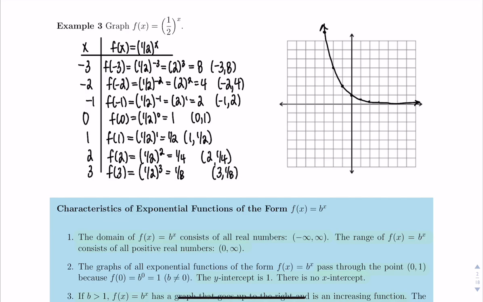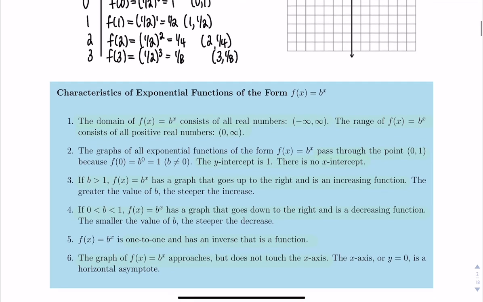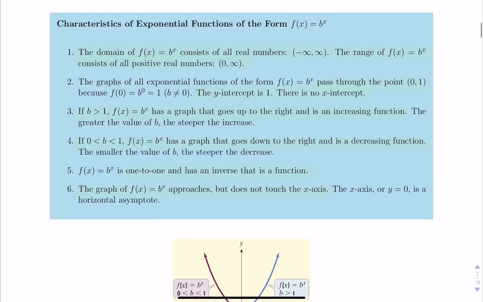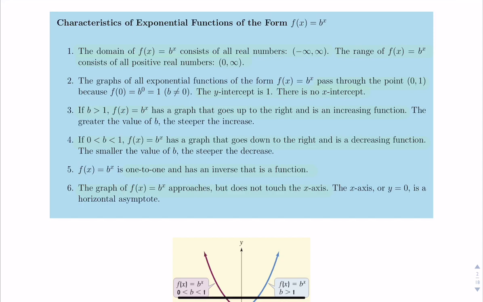So some characteristics of exponential functions of the form f of x equals b to the x. The domain of f of x equals b to the x consists of all real numbers, so from negative infinity to positive infinity. The range of f of x equals b to the x consists of all positive real numbers, or from 0 to infinity.